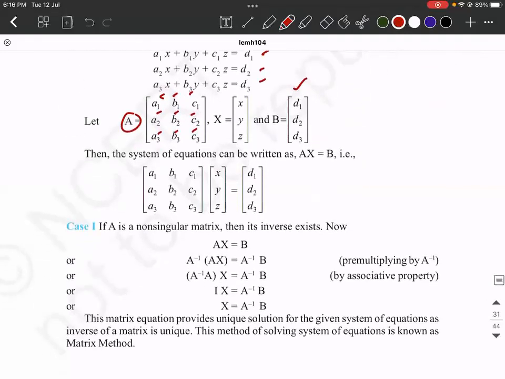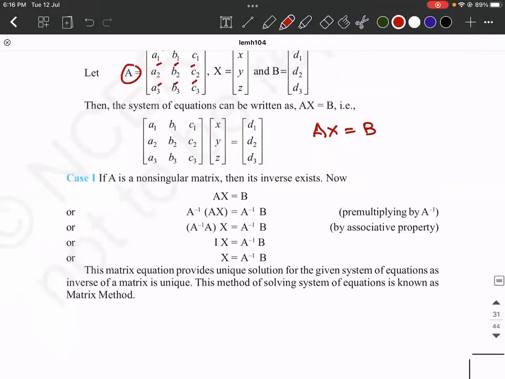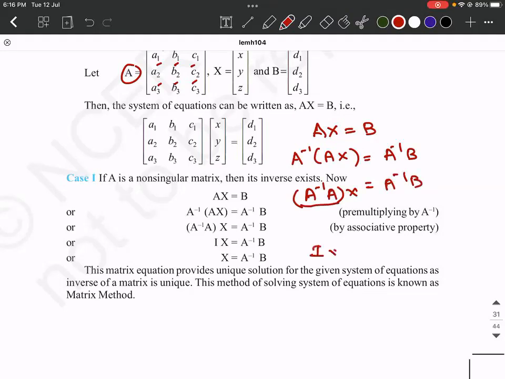So how can I write the whole expression as A into X equals B? Some books represent it with B, that is why I wrote it as capital B. So AX is equal to B means, if I take the inverse on both sides, A inverse into A X can be written as A inverse into B. So what is A inverse into A? A inverse into A is I, according to the definition. I into X is equal to A inverse B. Now, what is the product of the identity matrix and the matrix itself? It's the matrix. That is, X is equal to A inverse B.